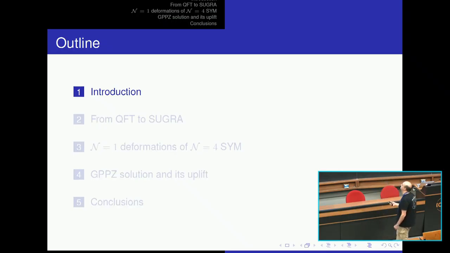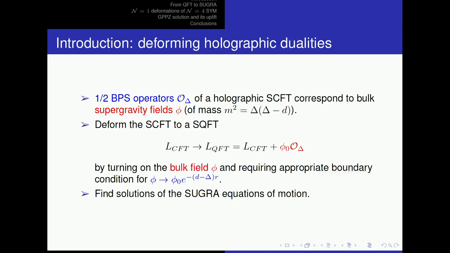OK, so let's move to the introduction. Let me briefly summarize the basics. This should be very well known to the people that grew up in that period, but some things are forgotten as people move on to discuss other things. So how do you go about obtaining non-conformal dualities if you know maximally supersymmetric conformal ones?